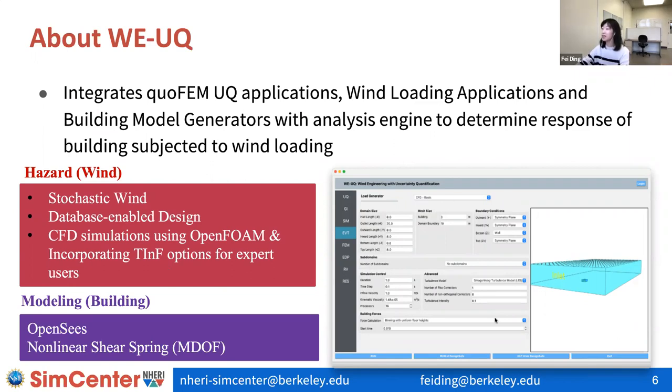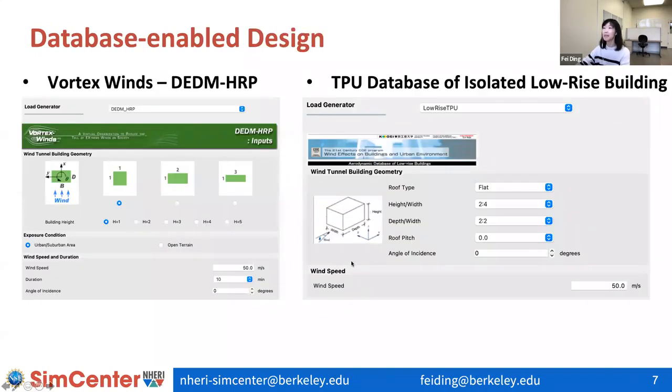This is the user interface for WEUQ. For the database-enabled design feature, as mentioned, we have two databases currently included in WEUQ. Vortex Winds is developed by the NHERI lab at the University of Notre Dame. In Vortex Winds, we use the DEDM-HRP. This is an aerodynamic database for high-rise buildings.